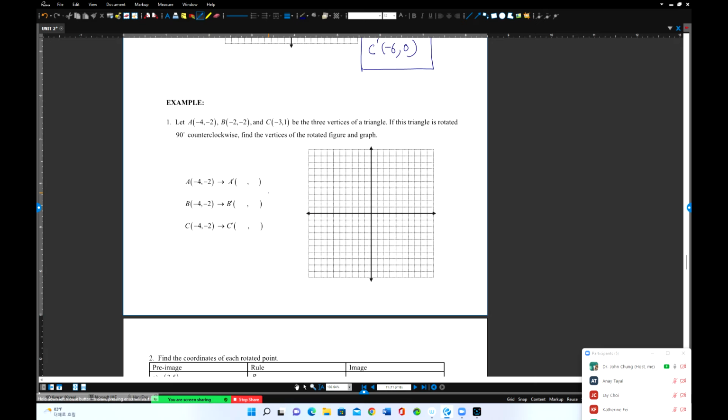Now example 1, we're gonna have some practice. We have A (4, 2). B equals (2, 2)... no, negative 2, 2. And this is negative 3 and 1. Yeah, I made a mistake over here.